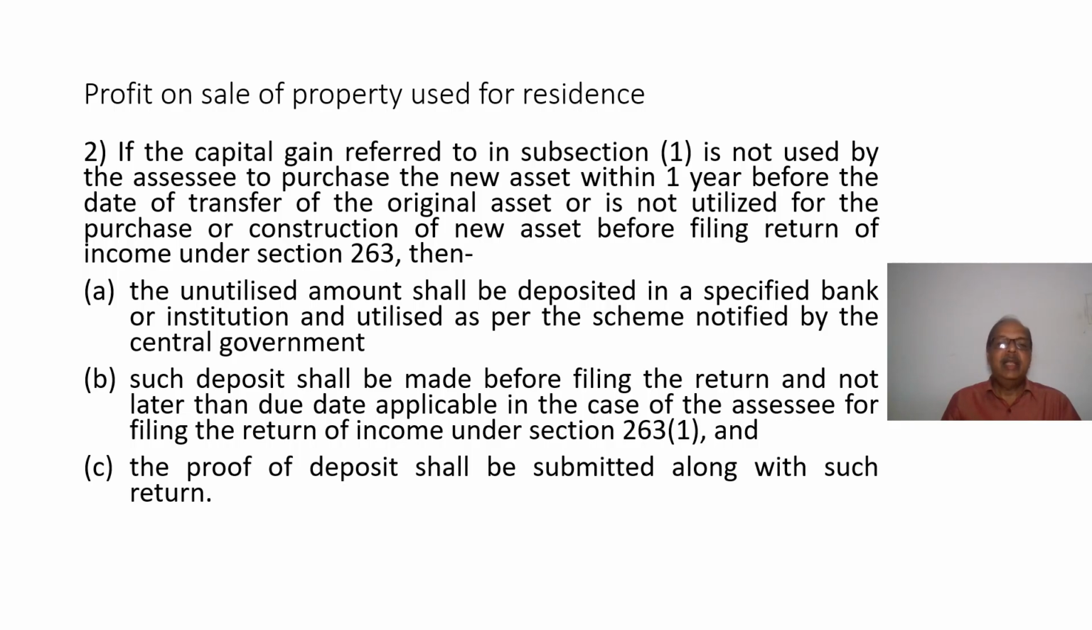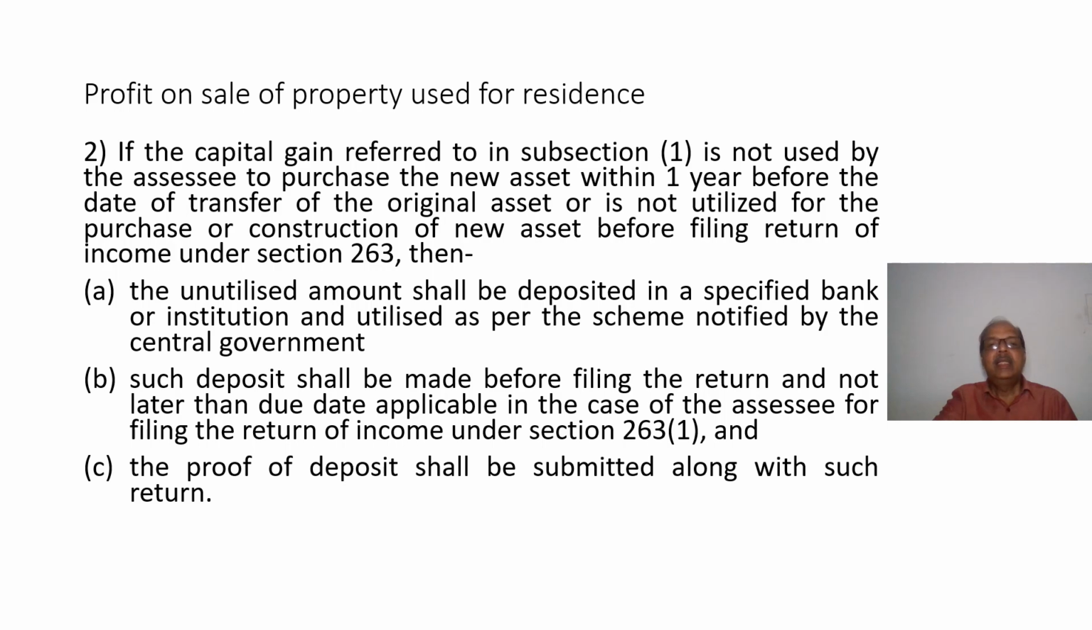Then the exemption can be claimed. Clause B: such deposit shall be made before filing of the income tax return and not later than the due date applicable for filing the income tax return of the assessee under section 263 subsection 1, and the proof of deposit shall be submitted along with such return of income. Then only the exemption will be available to the assessee.